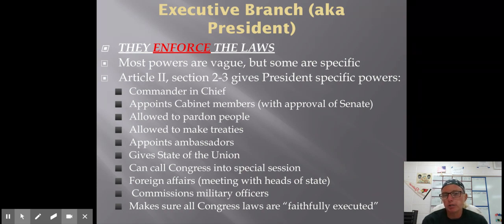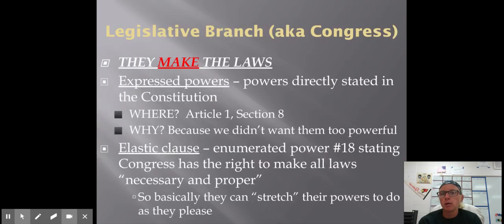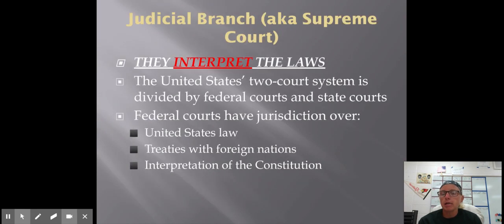They can call Congress into special session anytime they want. They meet with heads of countries, but their number one job is to faithfully execute the law, which means to enforce the law. Next is the judicial branch.